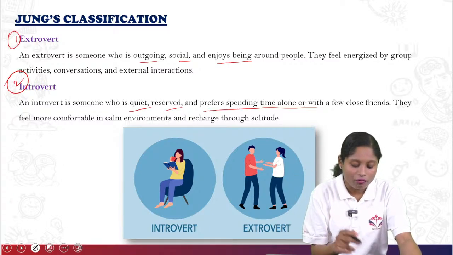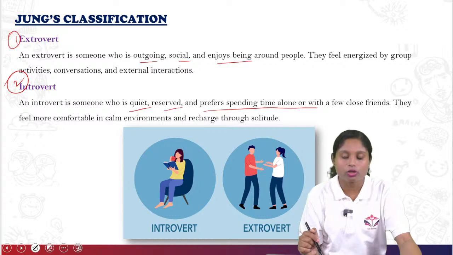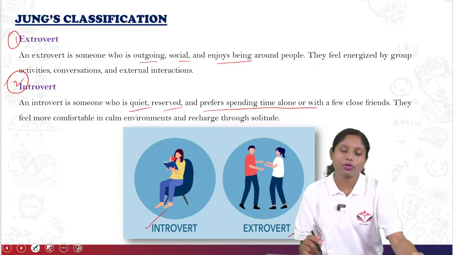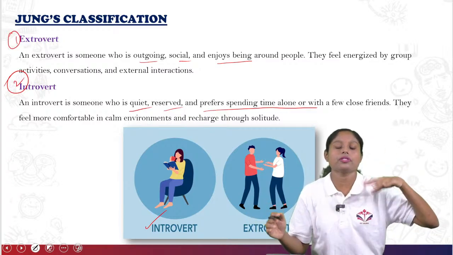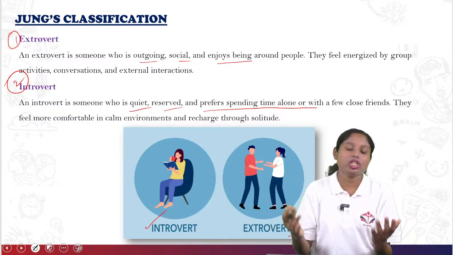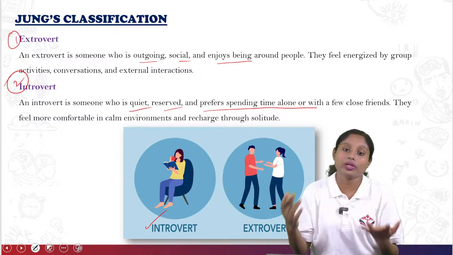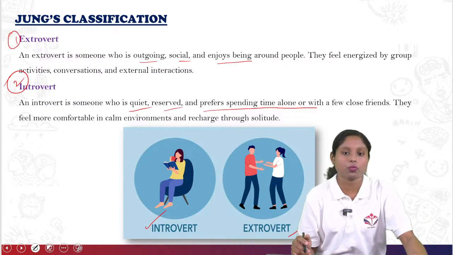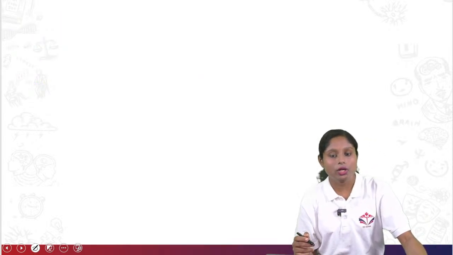They feel more comfortable in calm environments and recharge through solitude. So here we can see an introvert person and an extrovert person. It's the opposite. An introvert person will be very quiet and calm, and an extrovert person will be very energetic, outgoing, social and also interacting with more people. So this is Jung's classification of personality: extrovert and introvert.